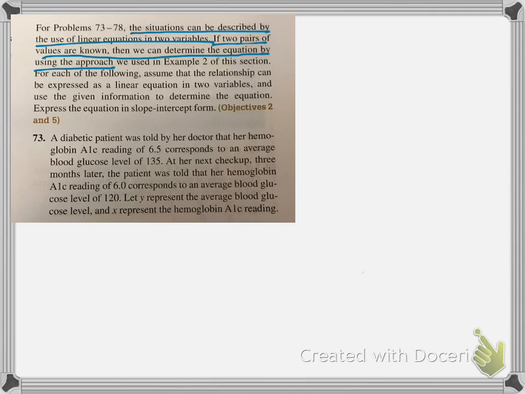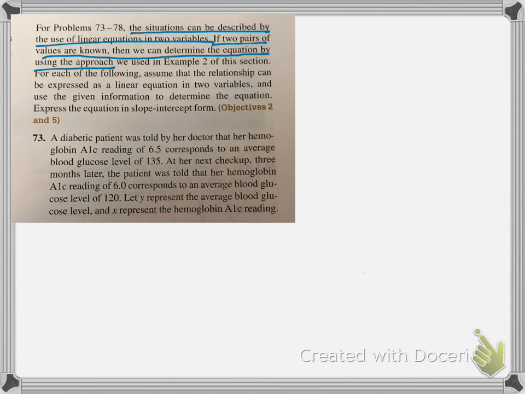So, here we've got a diabetic patient was told by her doctor that her hemoglobin A1C reading of 6.5 corresponds to an average blood glucose level of 135. There is a relationship there. Okay? Her 6.5 reading, hemoglobin A1C, and that's a real test that you have done when you go to the doctor, okay, corresponds to a sugar level of 135.